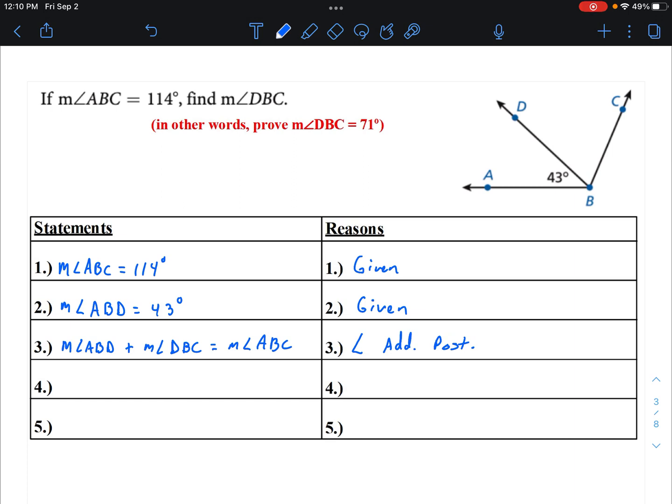Then we can fill in those missing parts. So like ABD, 43, plus measure of DBC, which we don't know at this point, equals the measure of ABC, which is 114. Now that would be the substitution property, because we substituted in. And then lastly, if we subtracted 43 on both sides, we would get the measure of DBC equals 71 degrees, and that would be through the subtraction property. We would have subtracted 43 on both sides. And that's our second proof on angles.